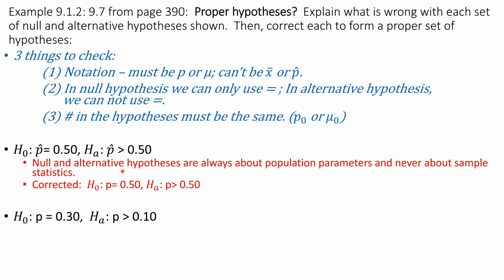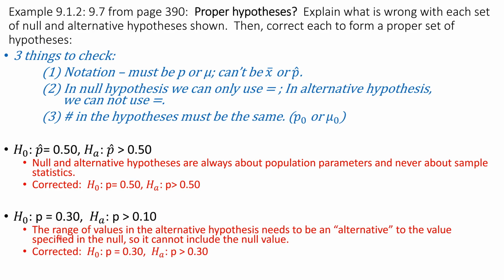The null and the alternative hypothesis are always about the population parameter and never about the sample statistics. So that's why this is wrong. The correct version will be the population parameter P, or the population proportion, equals 0.5, and the alternative hypothesis is about the population proportion larger than 0.5. This one is wrong because the range of values in the alternative hypothesis needs to be alternative to the value specified in the null, so it cannot include the null value. So the corrected form will be P equals 0.3, and in the alternative hypothesis will be P larger than 0.3.